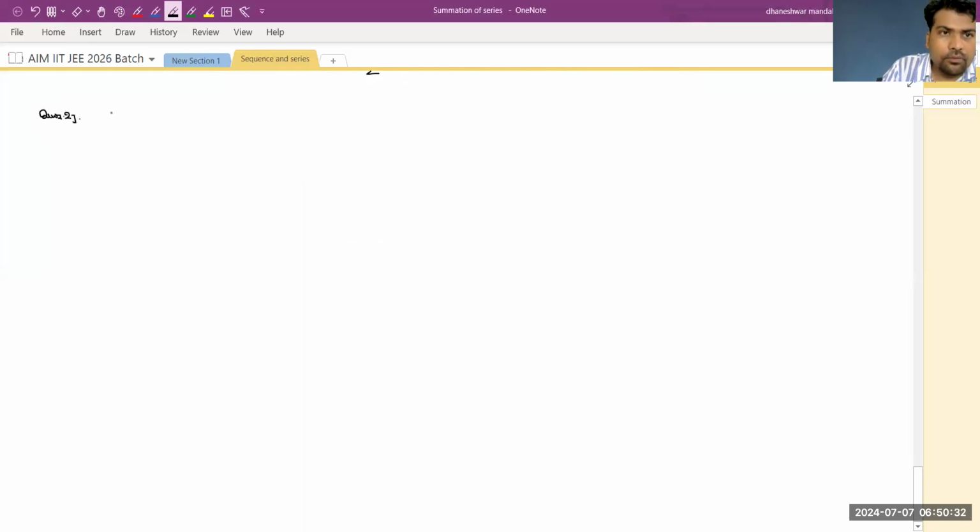See, if we have the sum in this way, 1 cube over 1, then 1 cube plus 2 cube over 1 plus 3, and in this way 1 cube plus 2 cube plus 3 cube over 1 plus 3 plus 5. Is this clear? And I want to calculate the sum up to n terms. If I want to calculate the sum of n terms, first we have to calculate T of R.